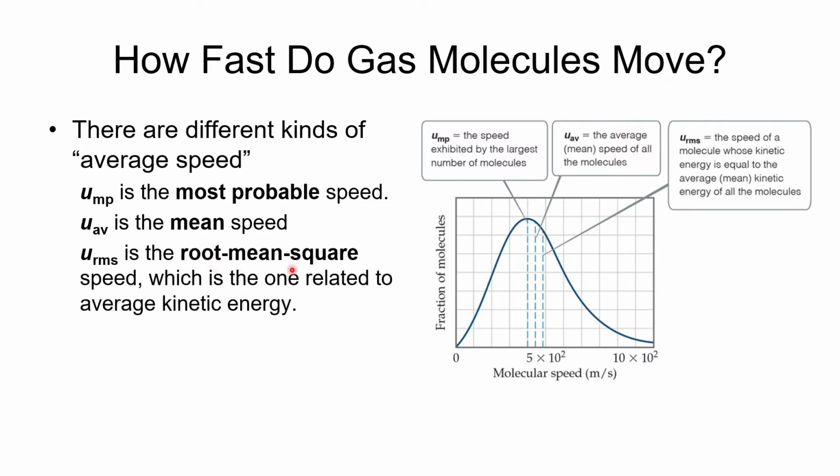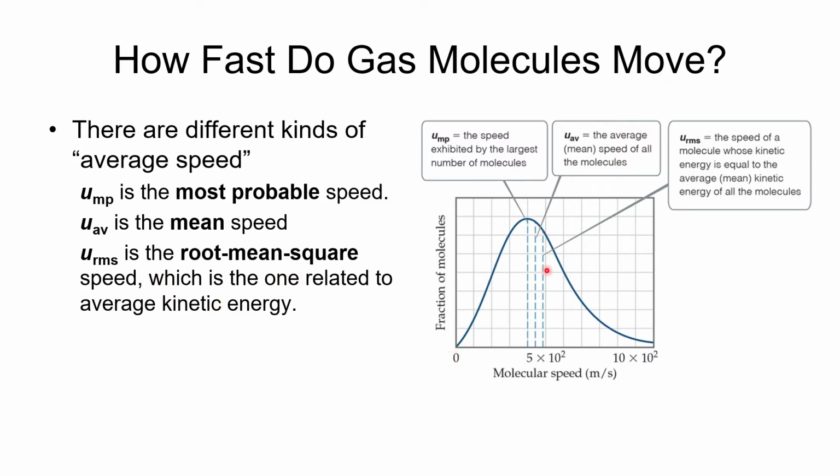And it turns out that the root mean square speed is going to give us the information we need relative to energy, the average kinetic energy, and it's also going to help us do our calculation. So root mean square speed is the one that we want.